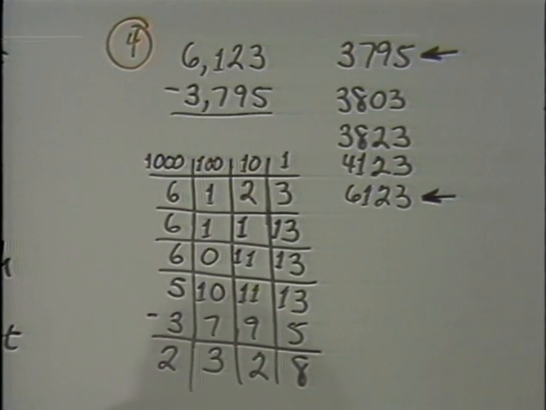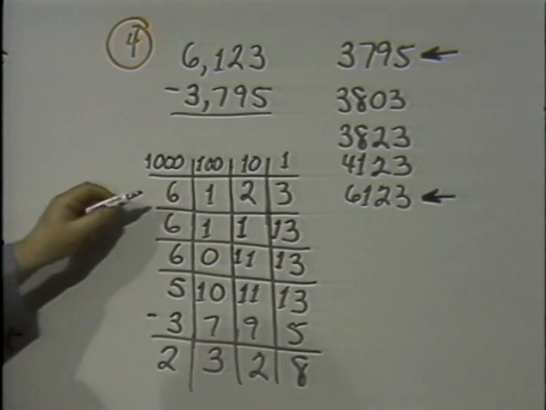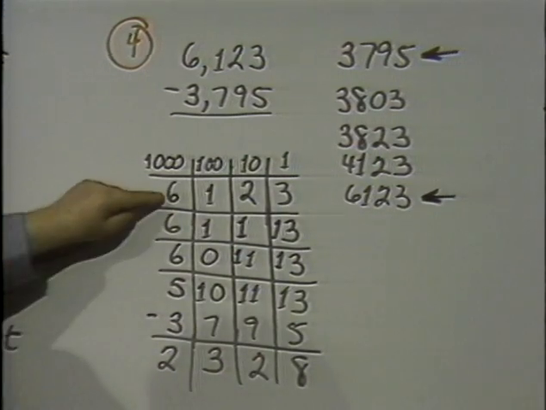So what we do is we do the opposite of carrying. If we can trade in 10 of a denomination for one of the next higher, then certainly we can trade in one of a denomination for 10 of the next lower. Here's what we do. With 6,123, you see what that says?